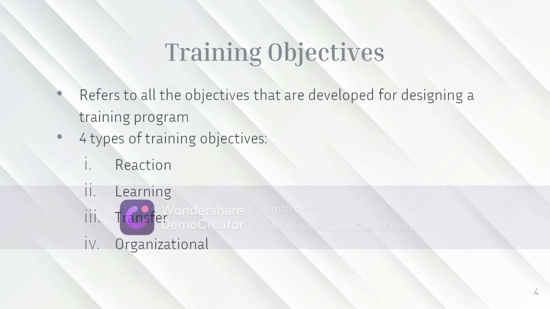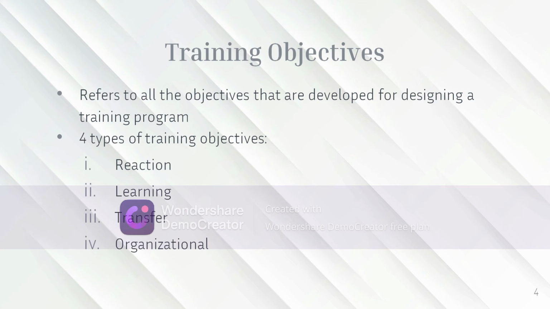Talking about the reaction objectives, they refer to the objectives set for how trainees should feel about the training and their learning environment. Whereas learning objectives describe the knowledge, skills and attitudes that trainees are expected to acquire throughout the training program and the ways that learning will be demonstrated.